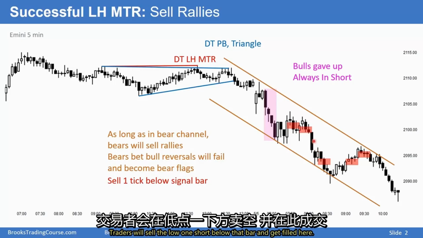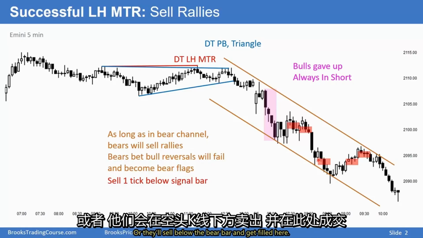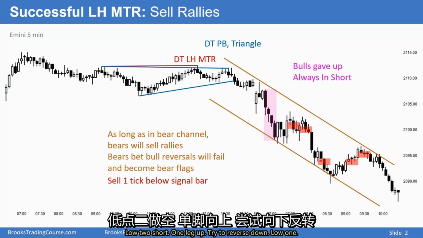A 1 bar pullback after a surprisingly big breakout. Traders will sell the low 1 short below that bar and get filled here, or they'll sell below the bear bar and get filled here.